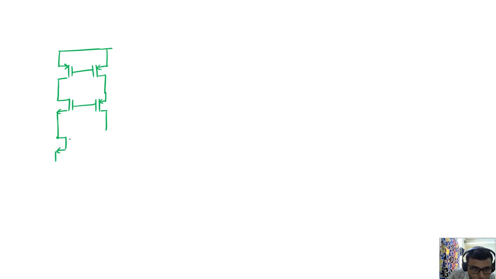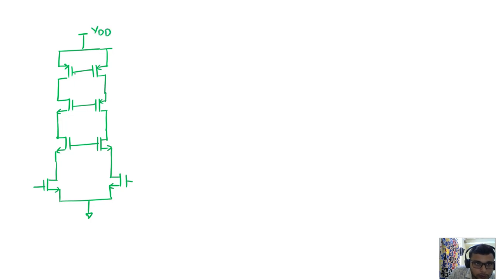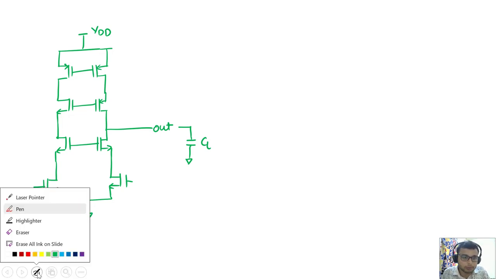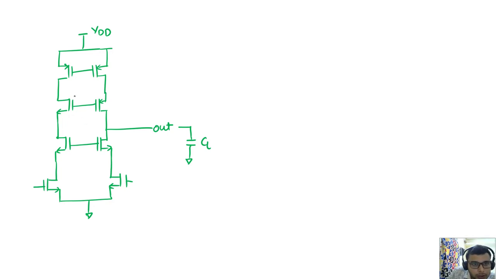This is my telescopic structure that I'm drawing, and I want the mirror pole here. So this is the homework. This is the output, of course the load is CL. So calculate the poles and tell about the dominant poles. Sorry, I think this is a mistake that I have made here. Here we have this diode connected device and this diode connected device. So you have to find the pole locations.